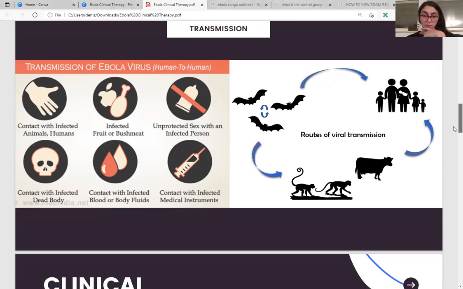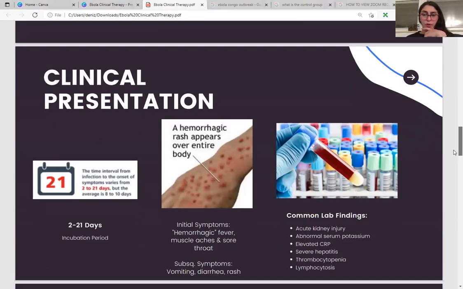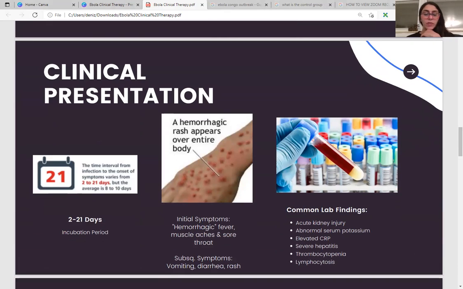And let's move on to the clinical presentation. So the Ebola virus incubation period upon catching it is 2 to 21 days. That can be the entire range, but the average is 8 to 10 days. And as aforementioned, it doesn't appear right away. The symptoms appear after a while, but once they appear, it's very sudden.